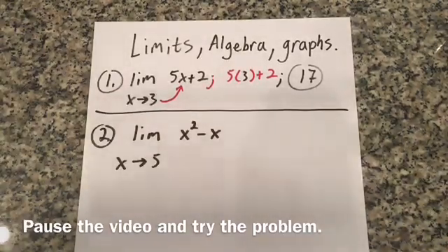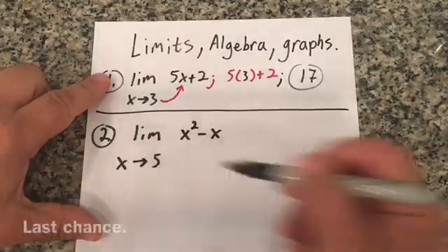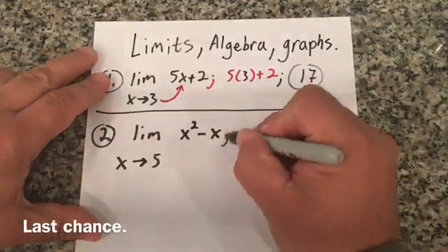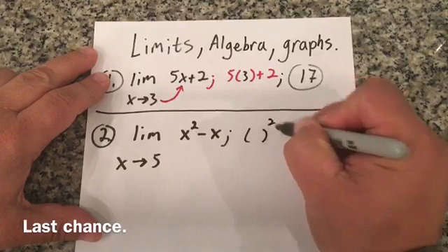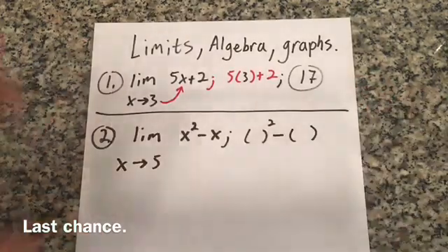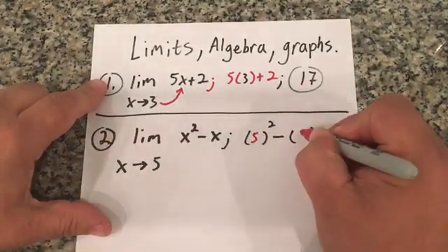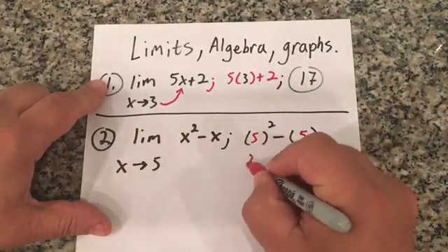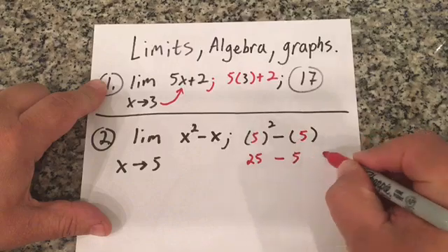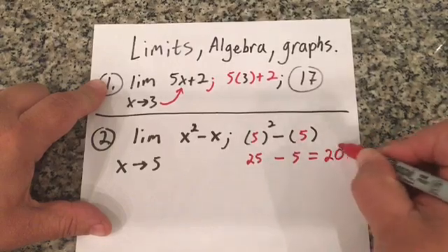So here's what I'm going to do. I'm going to take this and plug the 5 into the x. So that's going to be something squared minus something. So it's going to be 5 squared minus 5. So it's going to be 25 minus 5, and that's going to equal 20.